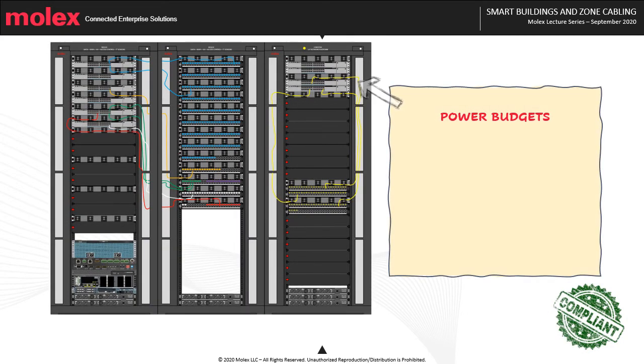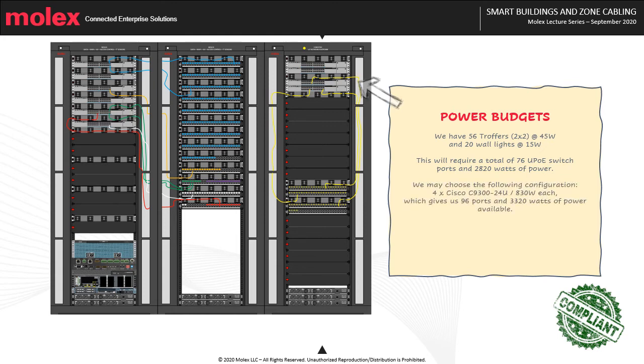As far as the power budget is concerned, we have 56 troffers 2x2, 45 watts each, and 20 wall lights, 15 watts each. This will require a total of 76 UPoE switch ports and 2,820 watts of power. We may choose the following configuration: 4 Cisco switches, C9300 series, 24 ports, 830 watts each, which gives us 96 ports and 3,320 watts of power available. No need then for additional power supplies. This gives us 20 spare ports and 500 additional spare watts for future use.